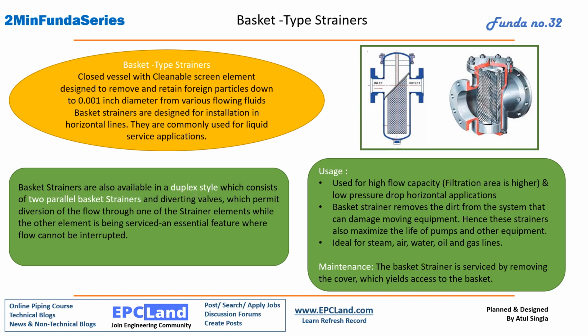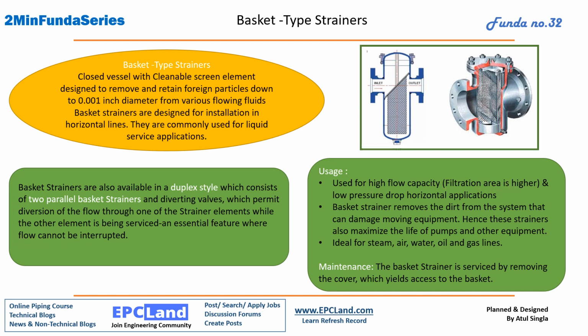Basket type strainers are also found in a duplex style, where we are getting two cylinders with the diverting valves. This diverting valve will divert the flow from one basket to another. If one is under maintenance, then we can use the second one, so that we do not interrupt the flow.